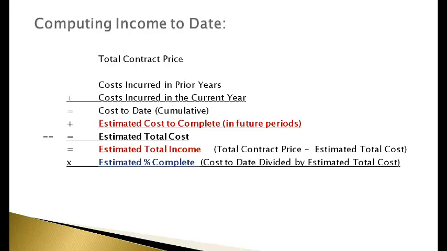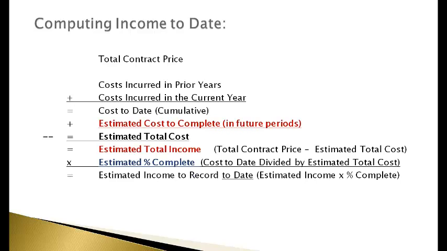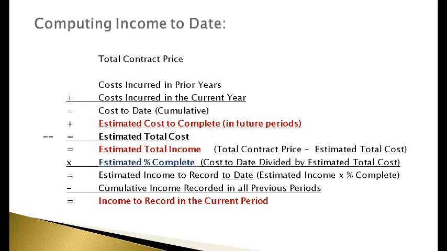A portion of the total income is assumed to be earned up to this point in time. The portion earned is determined by the percent of total costs that have been incurred to date, referred to as the estimated percent complete. The table is cumulative, and the current period income is determined by subtracting income reported in prior periods from the total cumulative income expected at this point. This table computes the income earned, which is used to back into the revenues that are reported for the period.